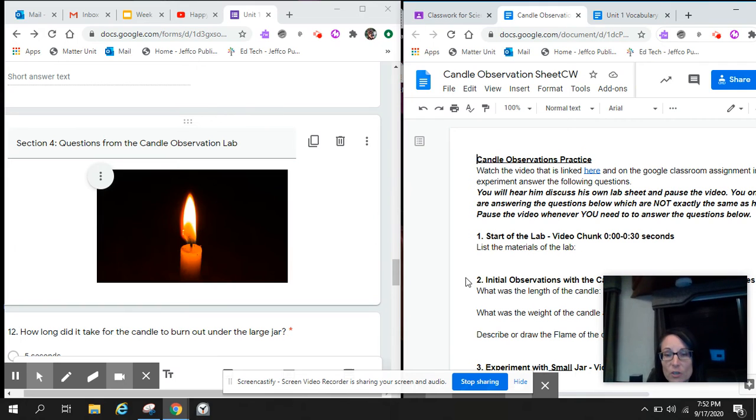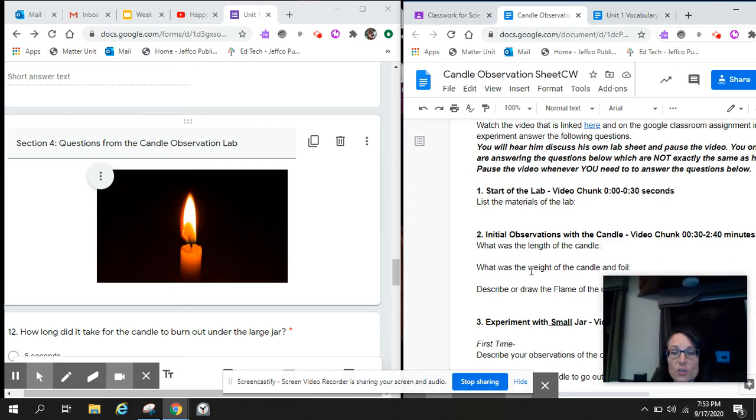It is very similar to the Alka-Seltzer lab we did in class. So if you were absent and missed that, we really worked on the same questions. So you practice the same skills by completing the candle observations practice.